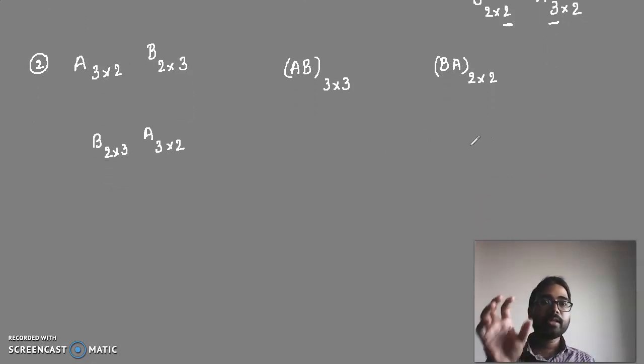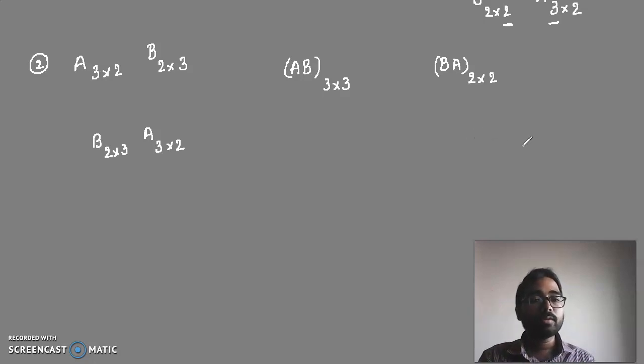Two matrices are equal only when their orders are equal and also the corresponding elements are equal. Here the order itself is different. So AB is a 3 by 3 matrix and BA is a 2 by 2 matrix. So they cannot be equal. And coming to the third situation, suppose their orders can be the same, but their products can be different.